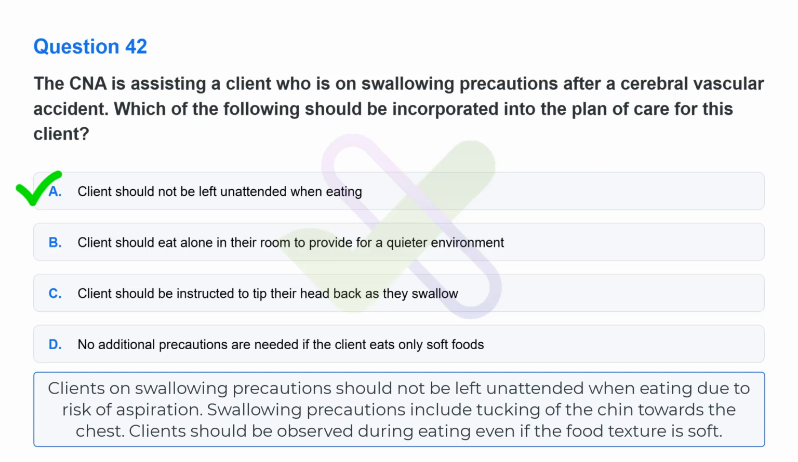Correct answer, A. Client should not be left unattended when eating. Clients on swallowing precautions should not be left unattended when eating due to risk of aspiration. Swallowing precautions include tucking of the chin towards the chest. Clients should be observed during eating even if the food texture is soft.